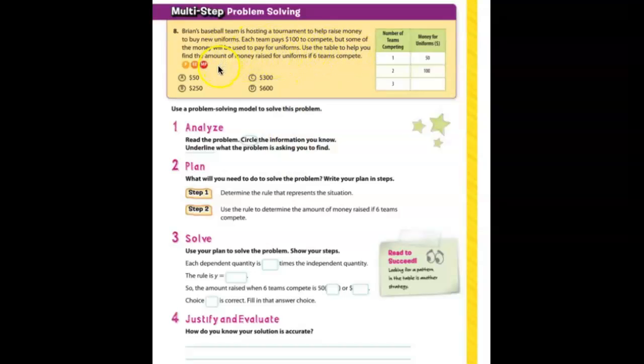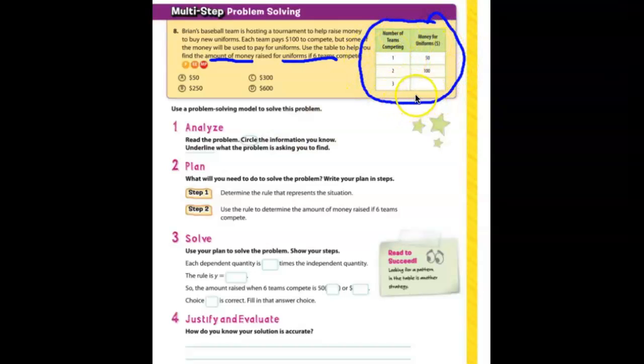And it says, use the table to help you find the amount of money. So I'm going to underline the amount of money. And the other important thing is uniforms if 6 teams compete. So we're looking for money for uniforms and 6 teams. How am I going to figure this out? Well, I'm going to circle the information we know, and they've told us to use the table, so this is the information that we know.